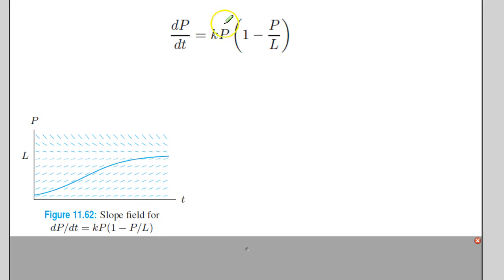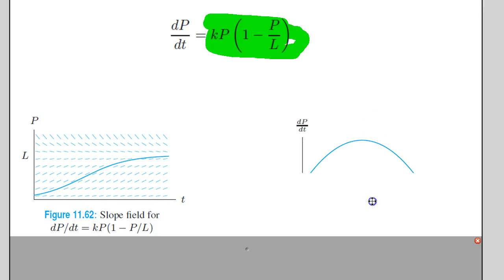As you can see, this differential equation is really a quadratic function in terms of p, because I have kp times p over L. And since our kp squared has a negative in front, it's an opening-down quadratic function. So let's take a look at that graph and see what it looks like.